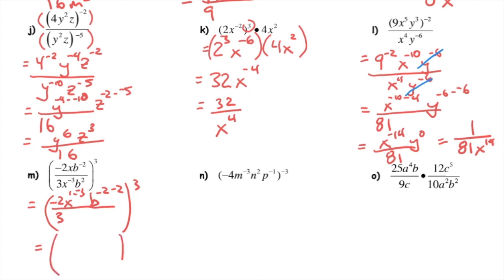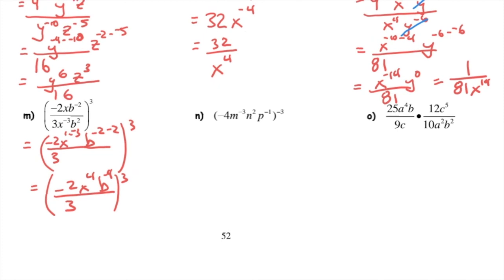So applying that, this is going to be negative 2 over 3. Nothing happened there. x to the, well, 1 minus negative 3 is going to be x to the 4. b to the negative 2 minus 2 is going to be b to the negative 4. Now I'm going to move this up just a little bit here. That is going to move that b down. The x to the 4 is not going to go anywhere, but that b to the negative 4 is going to become 1 over b to the 4.